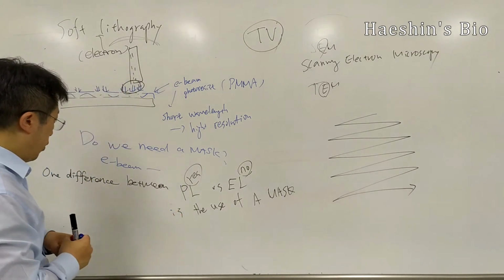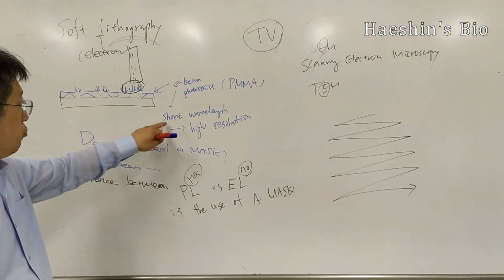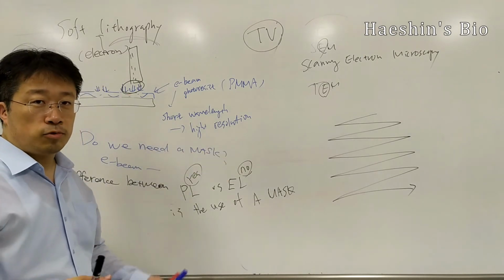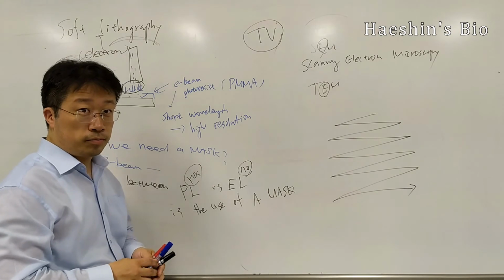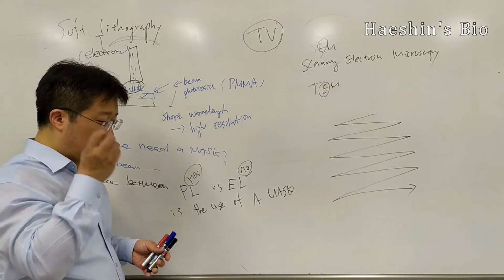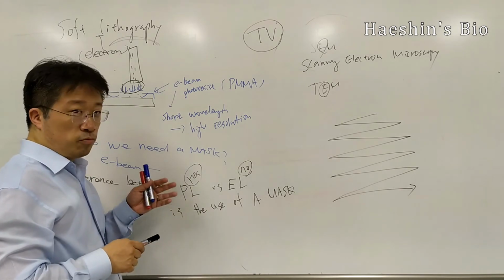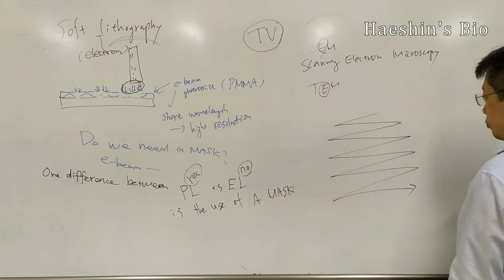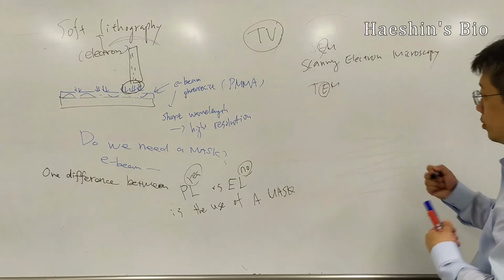This seems like you have high resolution, short wavelength E-beam, high resolution, no mask, so it seems to be much better than photoresist, right? So everyone can use electron beam lithography. No, the answer is no. There's a big disadvantage compared to photolithography, which is the throughput, the speed.